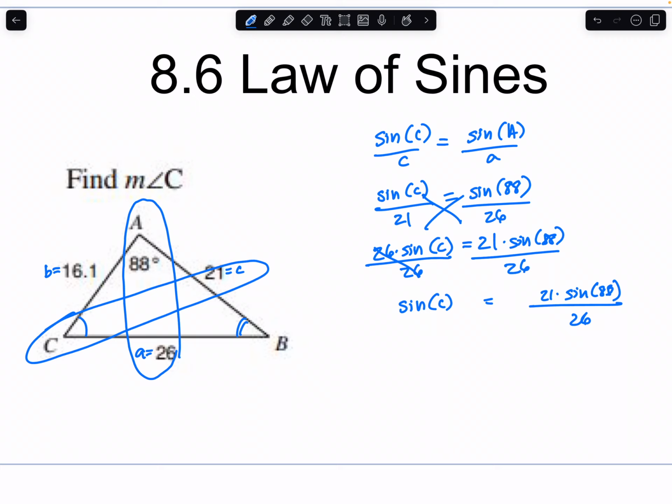Now, since we're solving for angle C, how do we get rid of the sine? We have to do the inverse, and that's where inverse sine kicks in. So I can take the inverse sine of the left and inverse sine of the right. This is going to allow me to get rid of the sine and leave me just with the angle. C equals sine inverse of everything on the right.